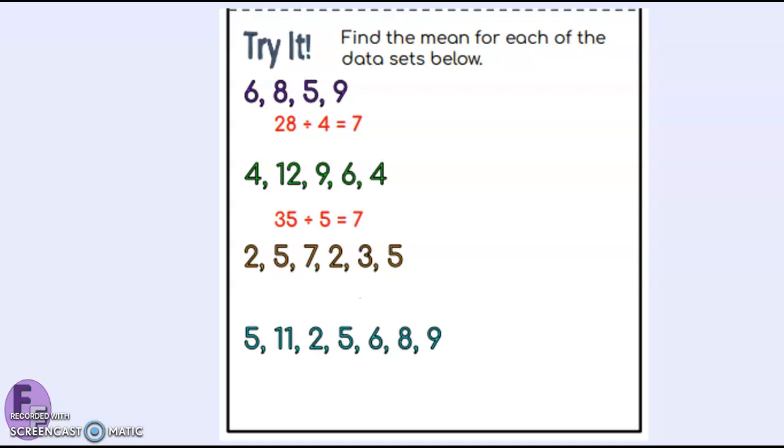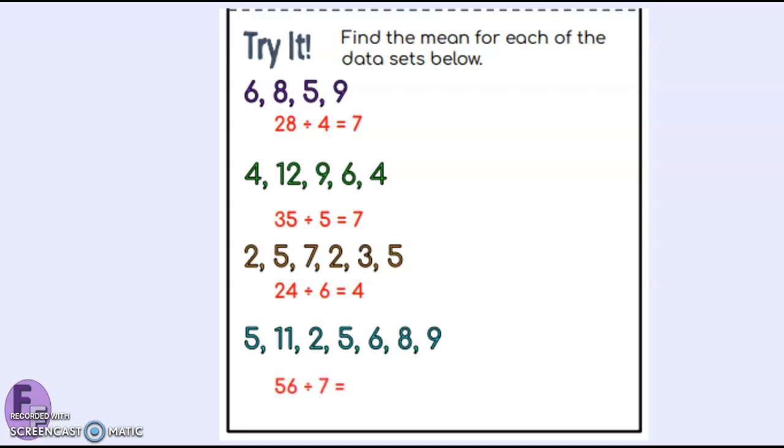Add the numbers up. 2 plus 5 plus 7 plus 2 plus 3 plus 5 gives us 24. There are 6 numbers in this data set. 24 divided by 6 is 4. The mean is 4.